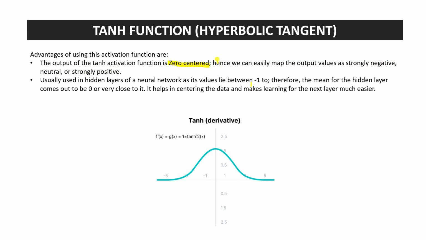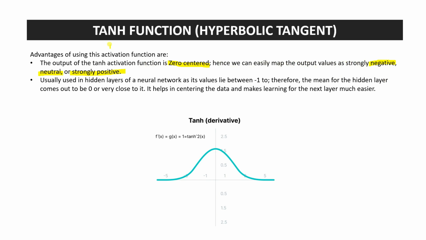In the sigmoid activation function, the values lie between 0 and 1. That means you cannot easily map the output value as strongly negative in the case of sigmoid. But in the case of tanh, you can easily map the output values as strongly negative, neutral, and strongly positive. So this is the benefit of using the tanh activation function.